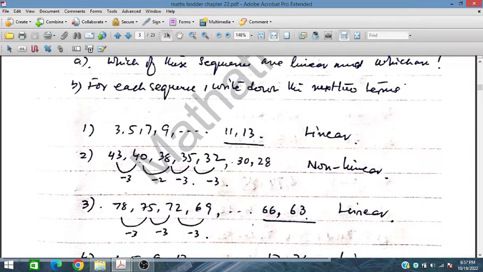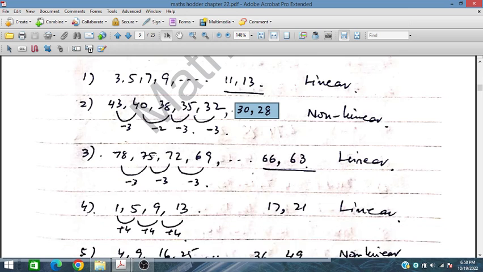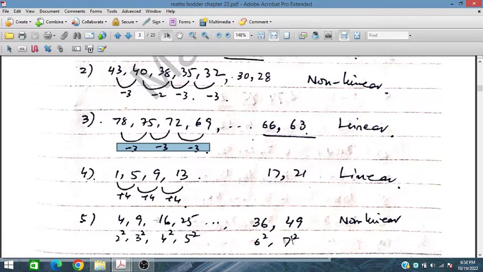Similarly for this, minus 3, minus 3, minus 3, minus 3. So we'll minus 3 to get the next term. Sorry, here we have 30 and 10, 28. So this is not linear, because 40 minus 2 and then minus 3. So this is non-linear, because the difference changes from 3 to 2 or minus 3. Similarly for this one, 78, 75, 70 and 3, all the time the 3 is subtracted. So this is linear. Similarly for this one, this is linear.